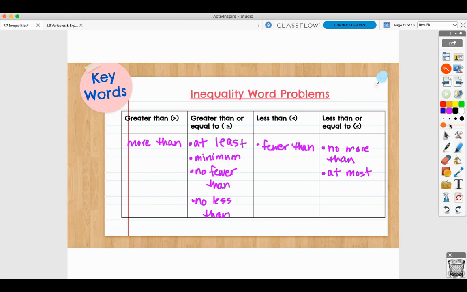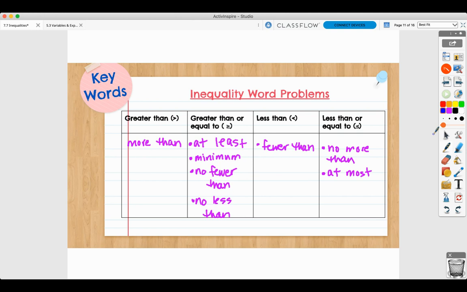Hi students, this is the second video on inequalities and it's going to be primarily for word problems. These are some key words for word problems. I like the idea of knowing them. However, they only work if the variable is on the left side. You have to have an instinct of actually reading all the words on what's going on too.